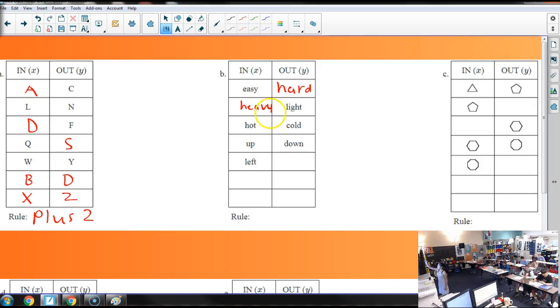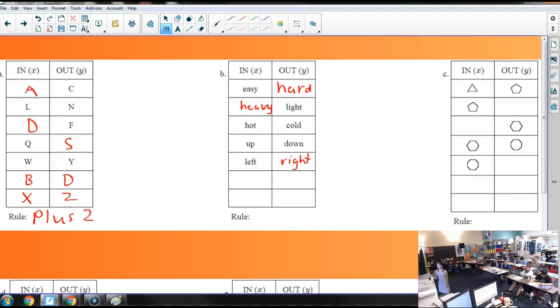So for easy, Crystal wrote hard. For the output of light, Crystal wrote heavy. For the input of left, she wrote right. I put, for light, I put dark. Ooh. It's the same value though. This is the problem with, is it a homophone or a same spelling, different meaning? No, synonym is different word, same meaning.